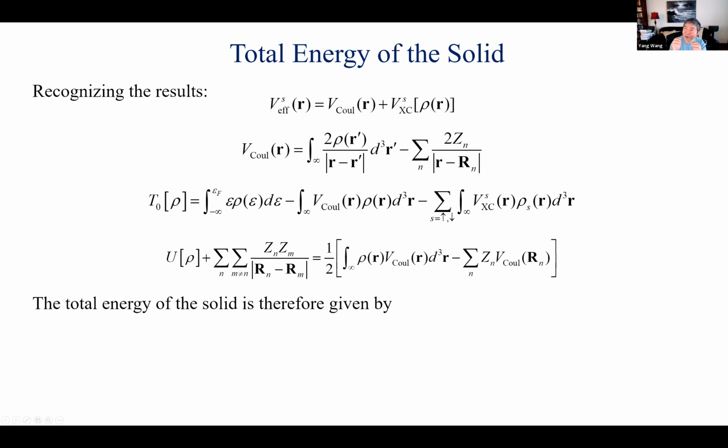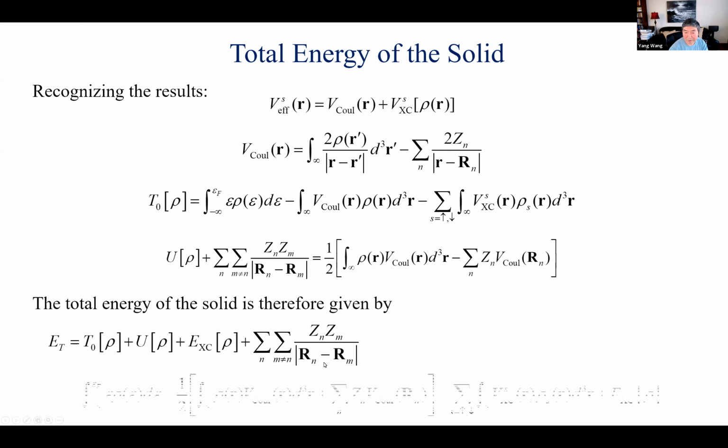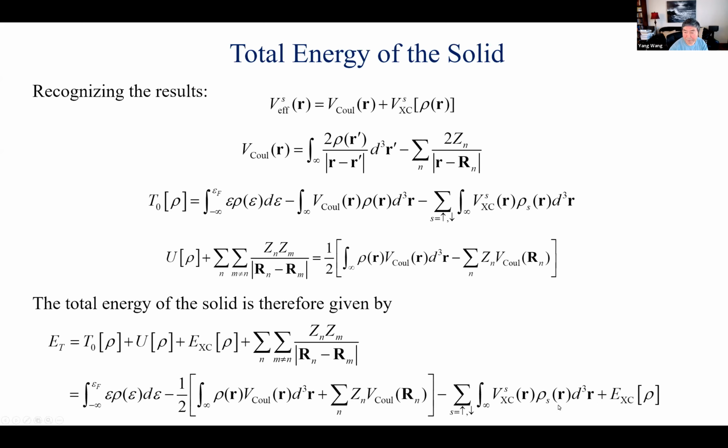It's not the total energy of the electron itself, but the total energy of the solid is therefore given by this, because this is an ionic interaction term, and given by this, right? So this is how we calculate. So the thing is, we need to calculate rho, the density of states. We calculate this band energy.